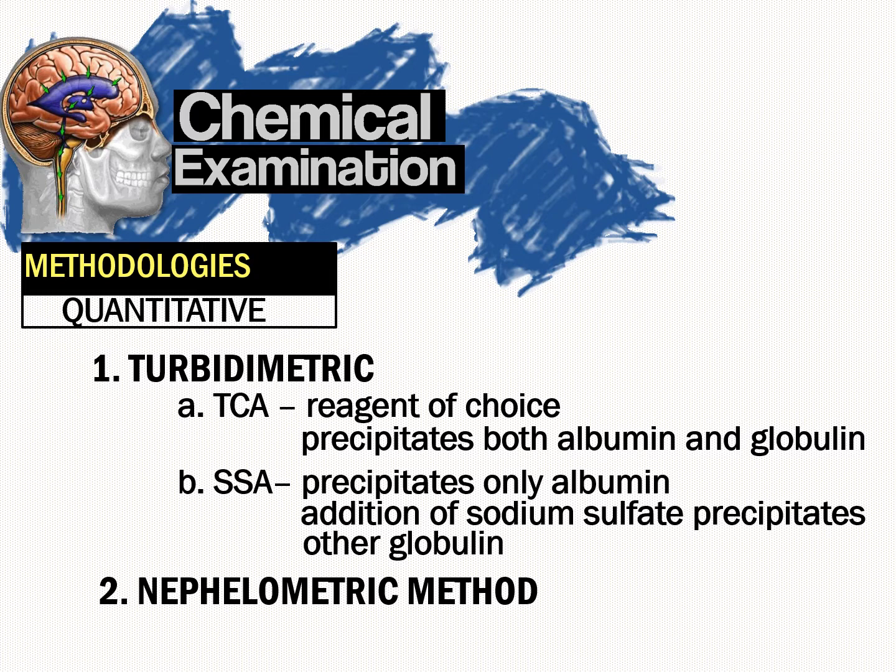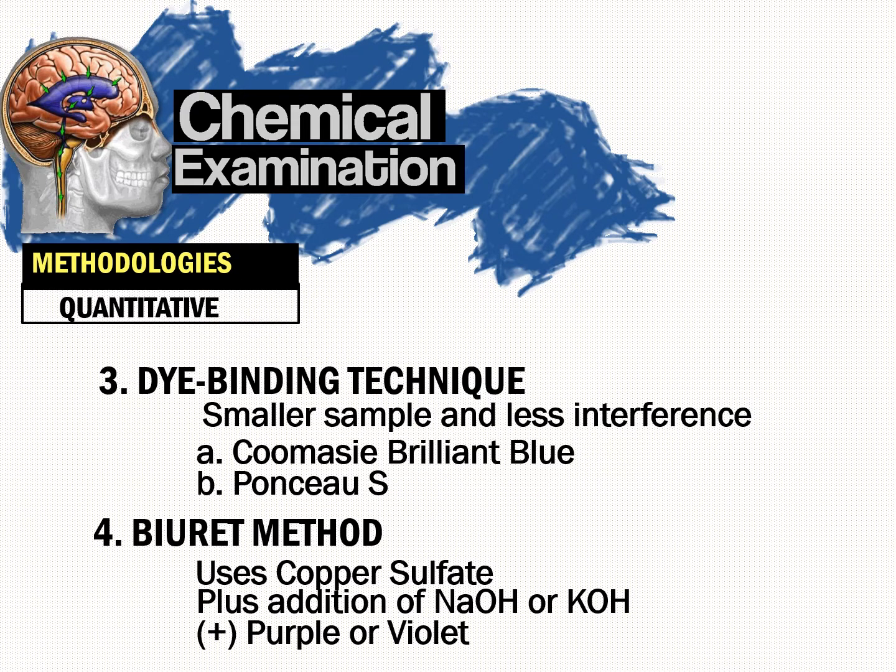The SSA or sulfosalicylic acid can only precipitate albumin, and if you want to precipitate the other globulins, you have to add sodium sulfate. The other method is the nephelometric method, which uses benzethonium chloride. Next is the dye binding technique, which uses a smaller sample size and has less interference from external sources.